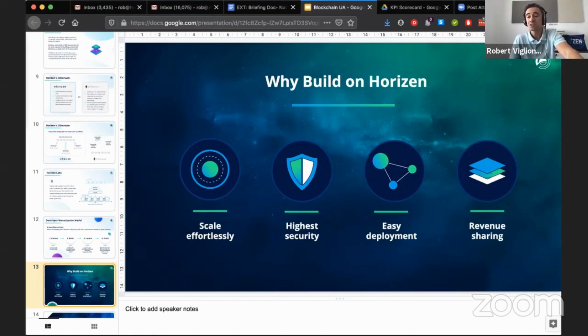Because we use best-in-class cryptography, I mentioned GingerLib, and also this recursive SNARK proving system for sidechain transaction validity back to the main chain. It is something that has best-in-class security, easy deployment with our SDK, and a revenue sharing model for developers, which is absolutely critical for scalability and long-term sustainability of these blockchain ecosystems.